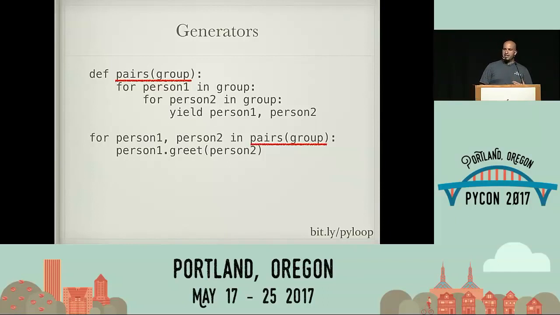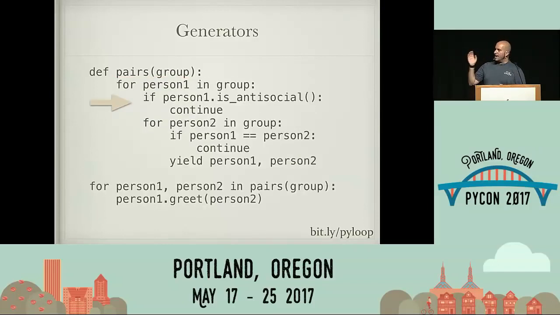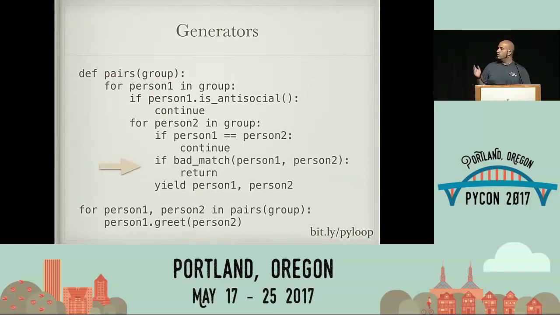Now in this case, I can use a generator to separate the logic of my loop from the body logic. So I've defined a new function called pairs, which is going to yield pairs of people from this group. And then below that, I have my for loop where I'm processing person 1 and person 2 and having them greet each other. Now, I can take those same pieces of complexity and introduce them into the pairs function one at a time. And the actual processing that happens stays separate, and it's much easier to understand where the separation is.